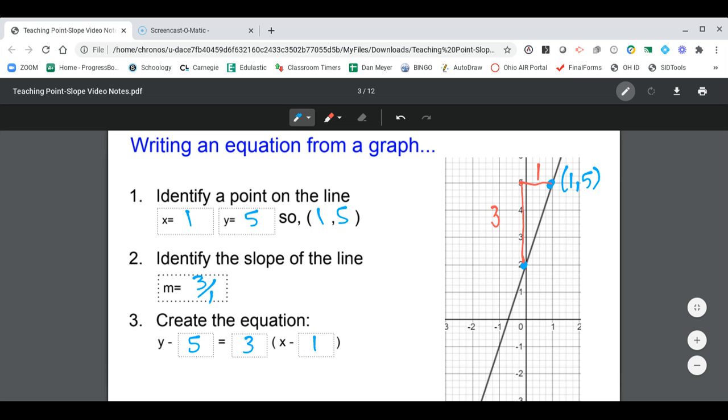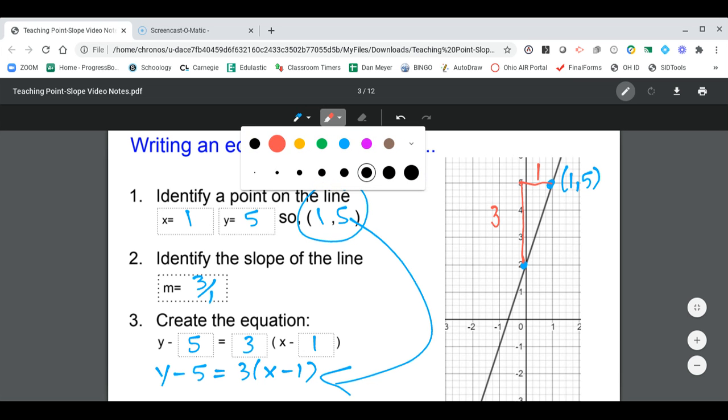So my x-coordinate goes with the x, my y-coordinate goes with the y, and then slope is always on the outside of the parentheses. So let's make this look a little nicer. y minus 5 equals 3 times the quantity x minus 1. Take a look and see if you notice anything about your ordered pair in relation to the final answer.